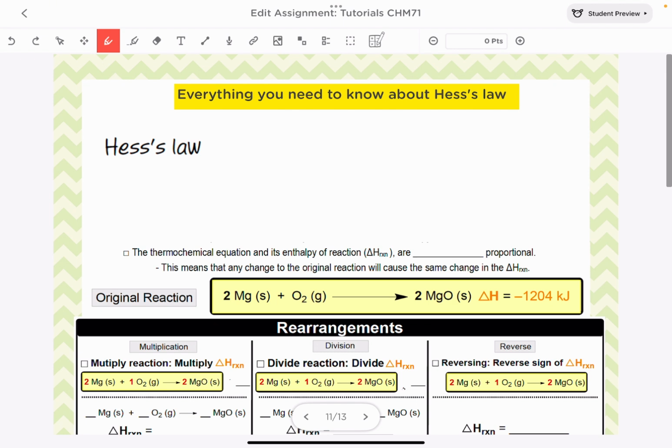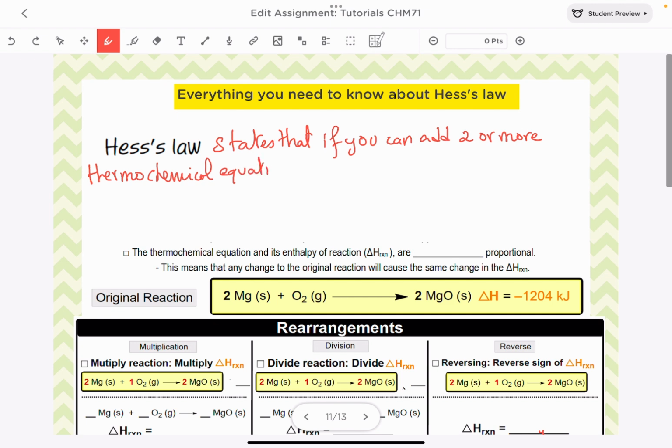Hess's law states that if you can add two or more thermochemical equations, then the sum of the enthalpy change for the individual reactions is the enthalpy change of the final reaction.